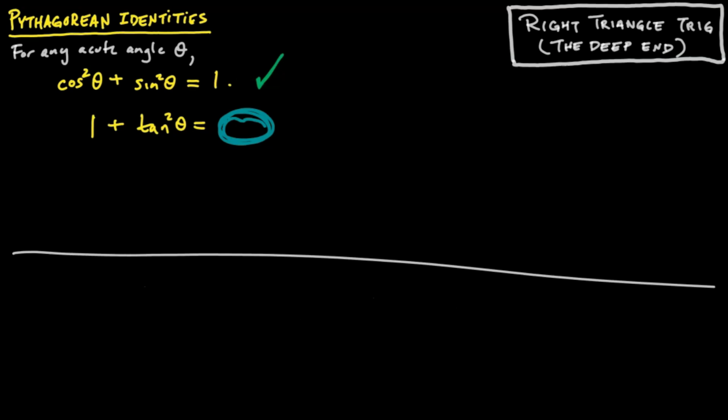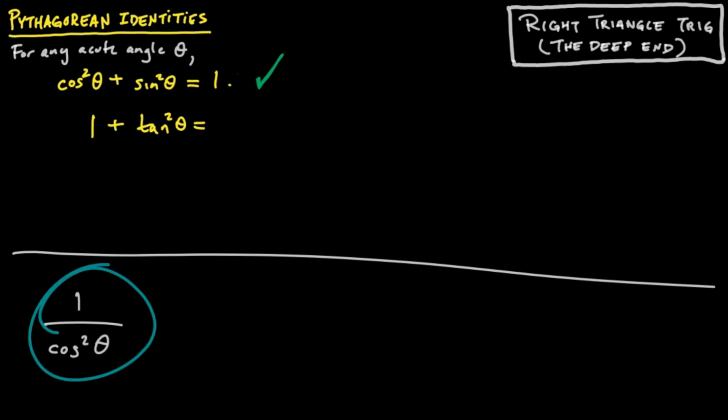And what's a short way of writing 1 over cosine squared theta? Hopefully you see it at once, but if you don't, then at least this one time I'll write it out in detail down here. So you should be able to do this in your head. 1 over cosine squared theta.